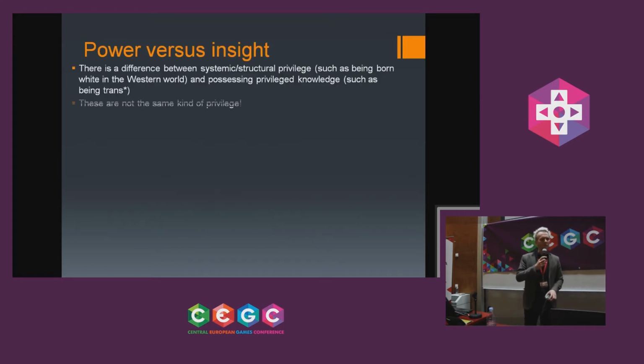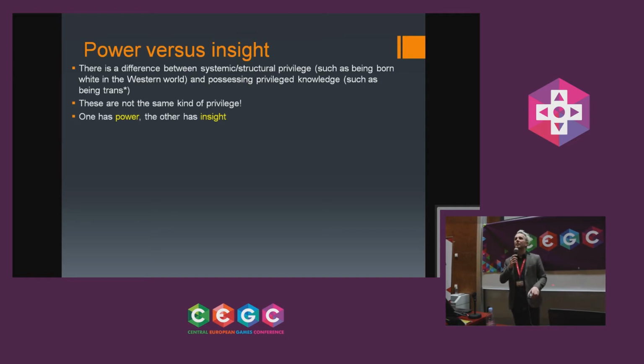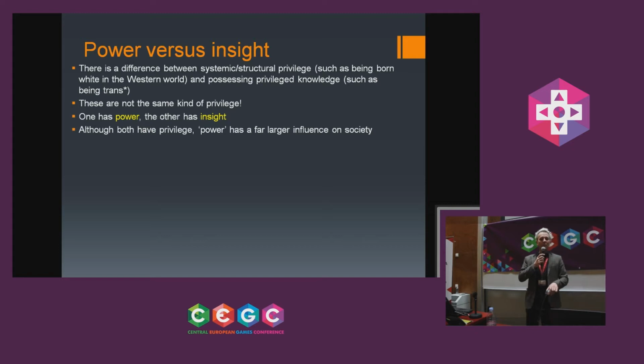These things aren't simple. So there's a difference between systematic cultural privilege, such as being born white in the Western world, and possessing privileged knowledge, such as being transsexual. These are not the same kind of privilege. Power and insight are different things. They are privileges, but they are different things. There's more than one type. Although both have privilege, power has a far larger influence on society and ability to change the world around them.